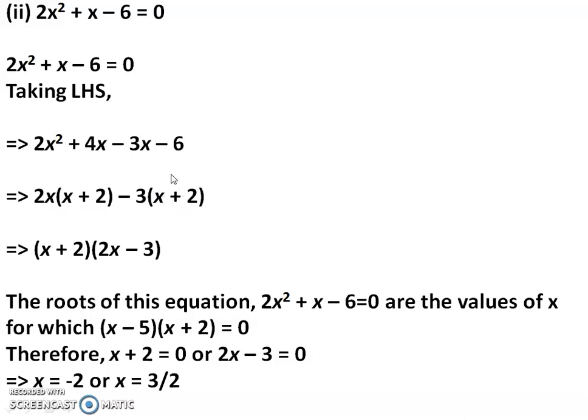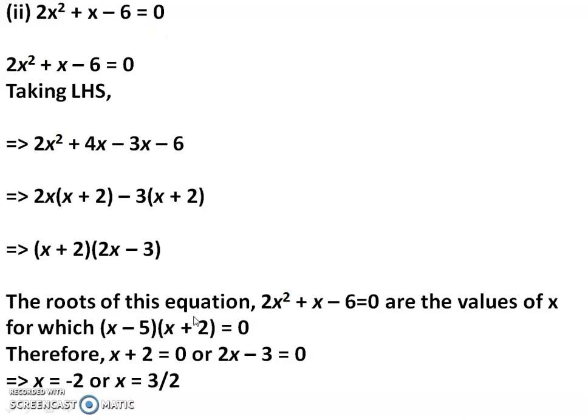Students, don't think that this minus will come here. You are taking out negative 3 as common. That's why this negative sign changed to a positive sign here. Why? Because you are taking negative 3 as the common term. So what are the factors? x plus 2 and 2x minus 3 are the factors of this quadratic equation.